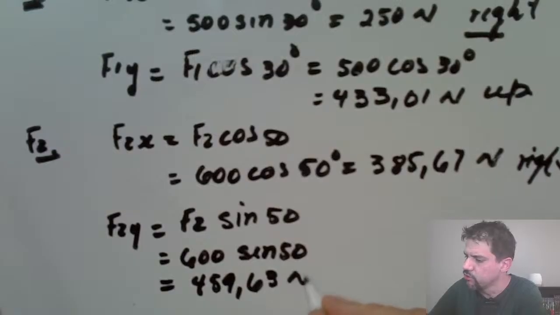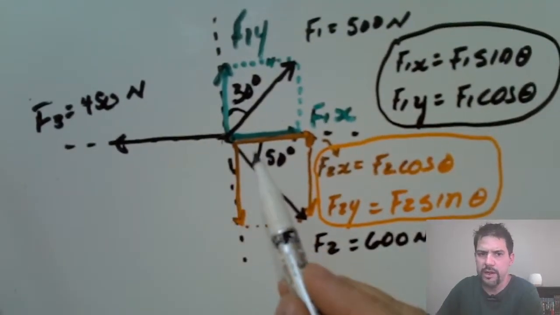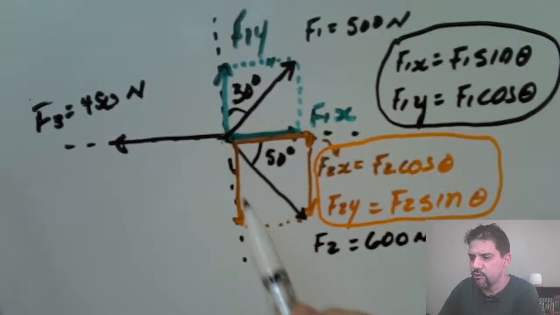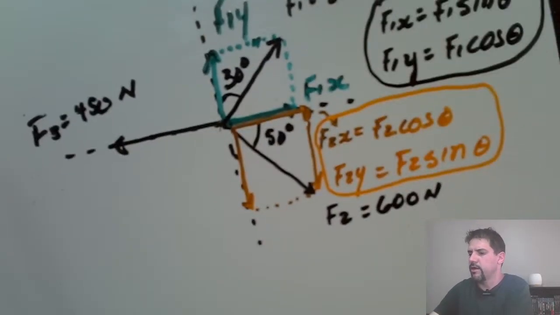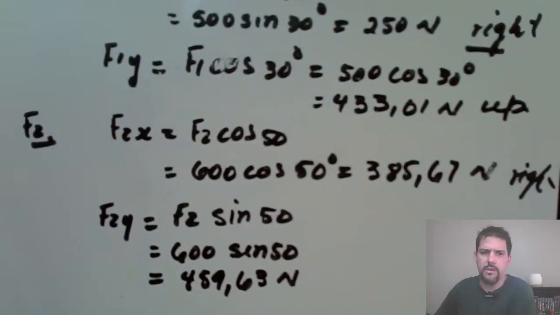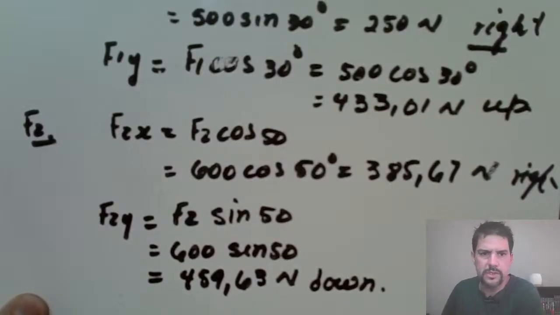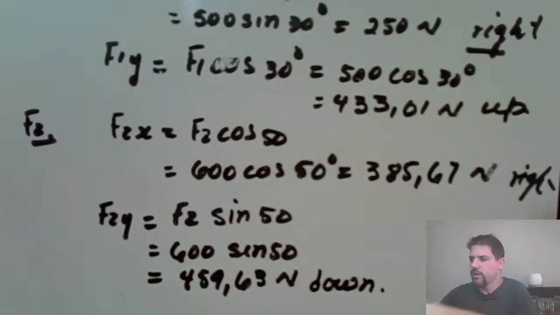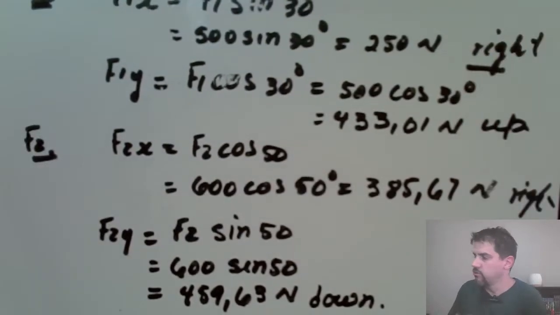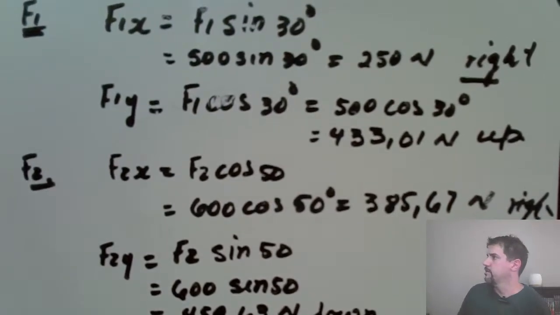Now this one is Newton, and if we go to the picture, you can see that the vertical component of the second force is pointing down, right? So the second force, the component, is pointing down. I'm going to write down. There we go. And that is how we resolve all forces into components.